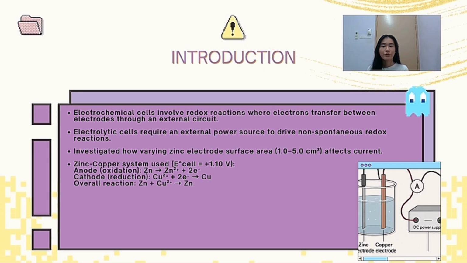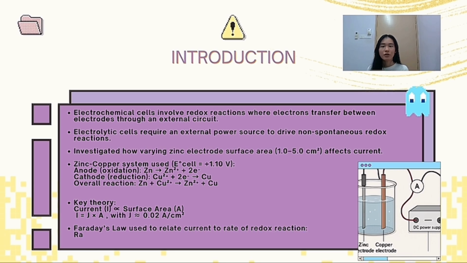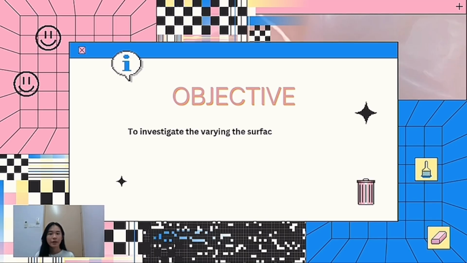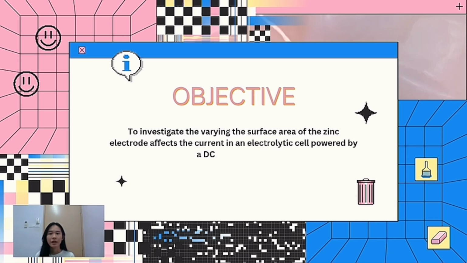Based on the key theory for this experiment, current is directly proportional to surface area when the current density is constant, according to electrochemical theory. And Faraday's law was used to relate current to the rate of redox reaction. The objective for this experiment is to investigate how varying the surface area of the zinc electrode affects current in an electrolytic cell powered by a DC power supply.